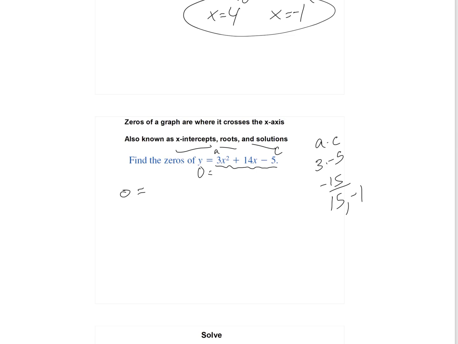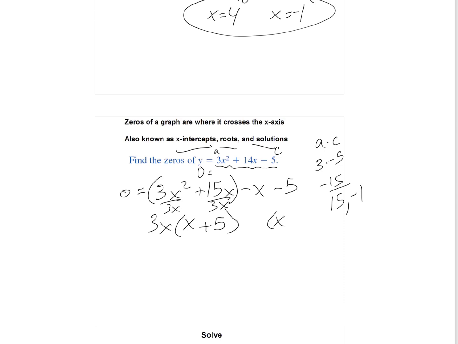So a little bit of room over here. 3x squared stays the same, plus 15x. Take away x, minus 5. Remember, this means to group 2 at a time, and I'll take out a 3x. Divide that 3x out, and I got x. Divide that 3x out, I got plus 5. Meaning I need an x plus 5 over here, so I will divide them by negative 1. So I've got my greatest common factor of x plus 5 and my 3x minus 1 as my other.